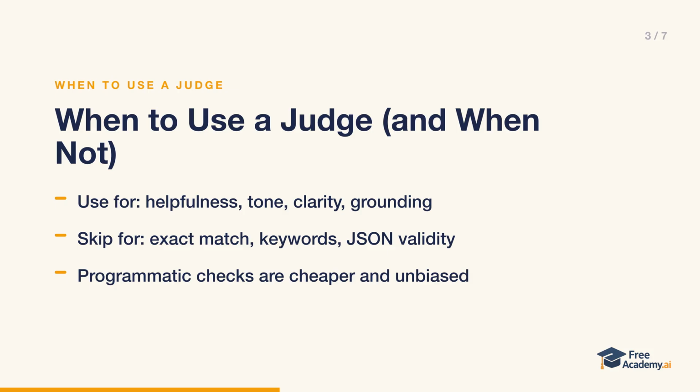On the other hand, if a programmatic check would do the job, use that instead. An exact match, a keyword check, a JSON valid test. Those are cheaper, faster, and they're not subject to any of the biases we're about to cover. Save your judge calls for genuinely subjective quality and let simple code handle everything that has a clear right answer.